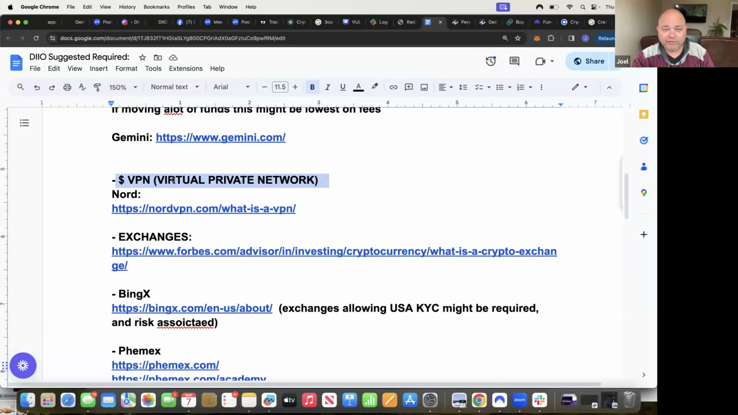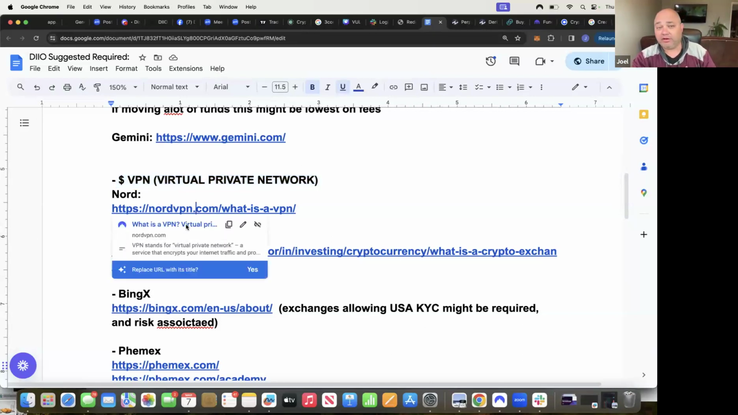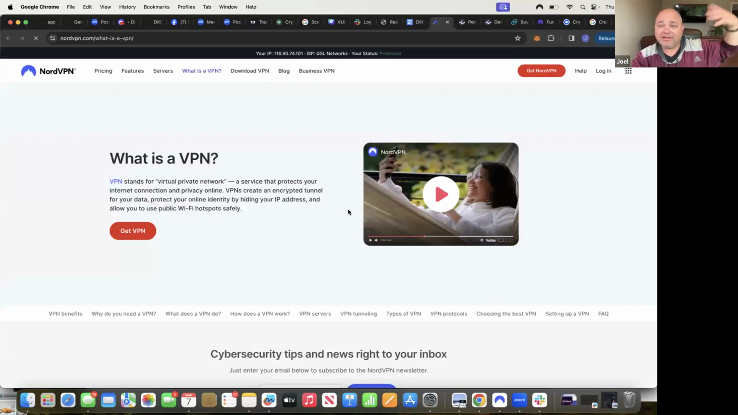What is a VPN? Well, it's a virtual private network. I like Nord. There are a handful of other ones. It does not matter which one you're on. You need a VPN because it essentially gives you a private network. When you log on to these exchanges, they don't know about you or your device or your location. And sometimes you are restricted being a US resident, right? So you do need a VPN, a virtual private network, a service that protects your internet connection and privacy online. VPNs create an encrypted tunnel for your data, protect your online identity by hiding your IP addresses, and allow you to use public Wi-Fi spots safely.